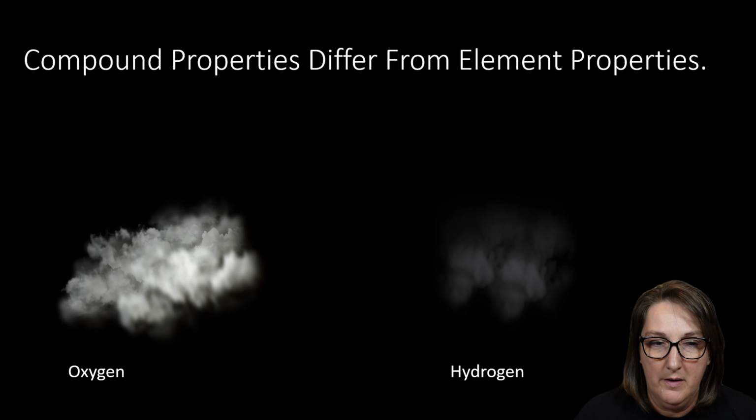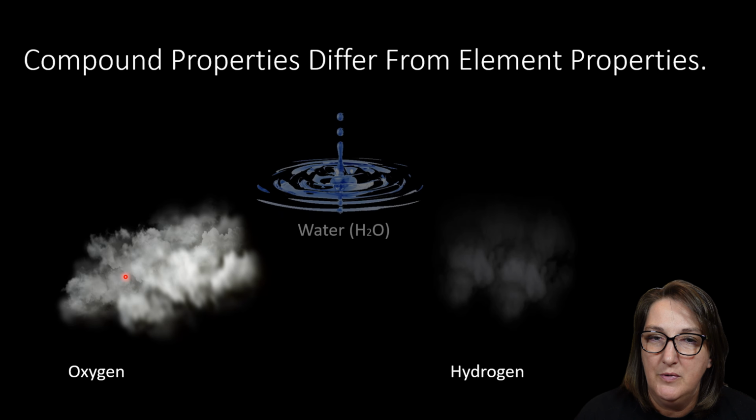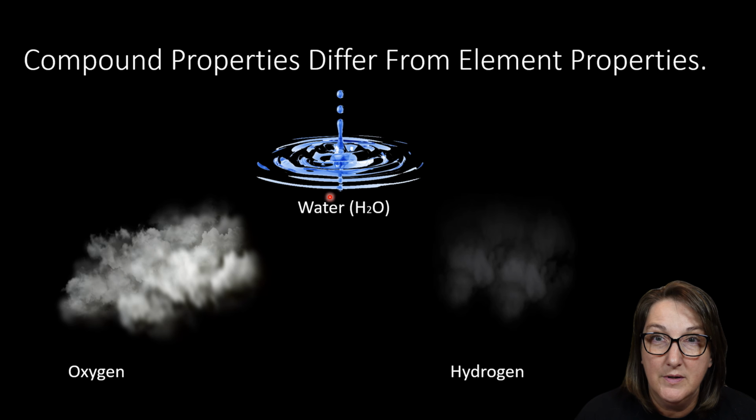Another example is water. Oxygen at room temperature is a gas. Hydrogen at room temperature is a gas, extremely flammable. But at room temperature, water is a liquid. Water puts out fires. So you use water to put out a fire for oxygen and a fire for hydrogen. But together they make water. It's weird.